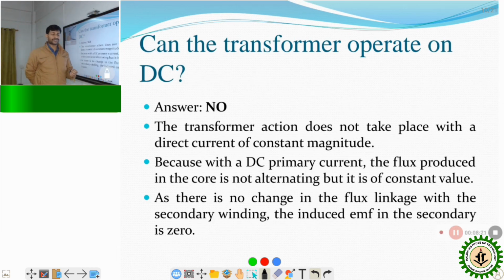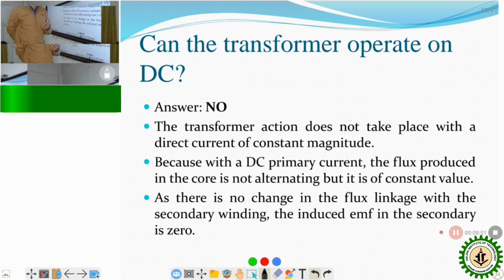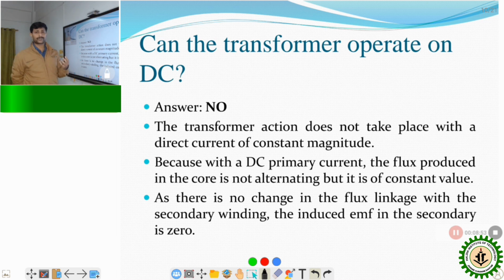Now, a very important question: can the transformer operate on DC? You recall that we have said that the operating principle of the transformer is Faraday's law of electromagnetic induction, and by Faraday's law, the energy is transferred from the primary to the secondary. So, will it operate on DC? No, definitely not, because as per Faraday's law, there will be no change of flux, and so no induced EMF in the primary and secondary. So, no power transfer will take place from the primary to the secondary.